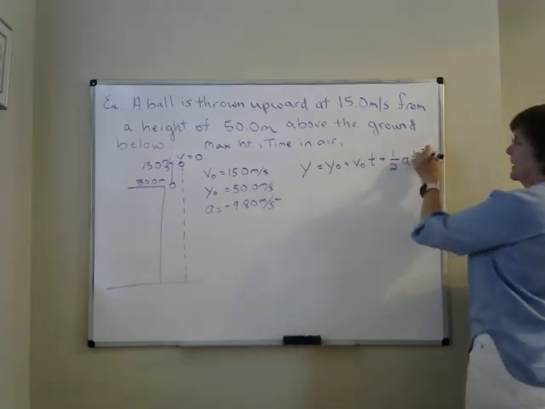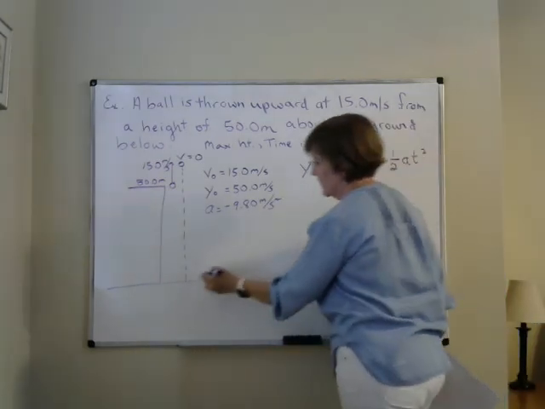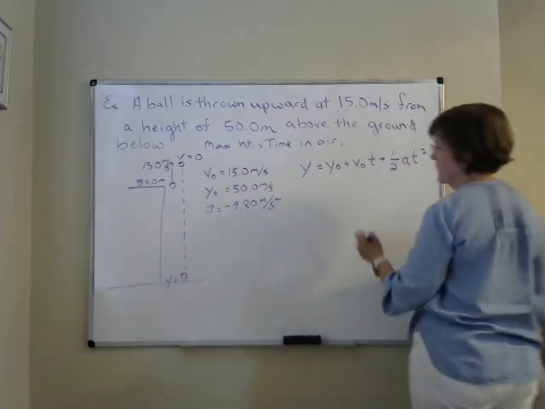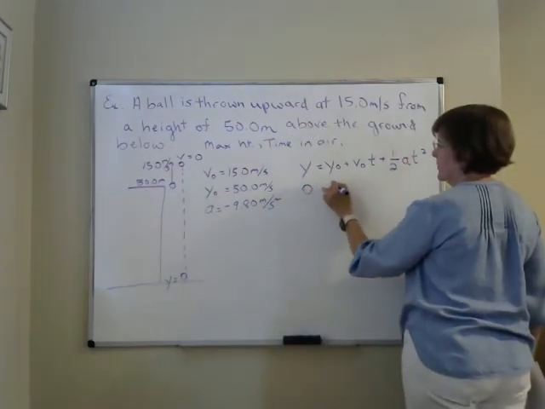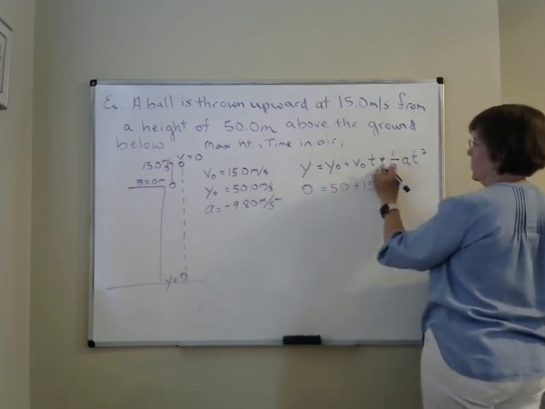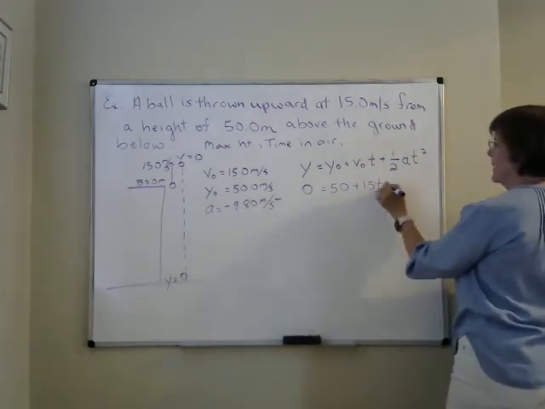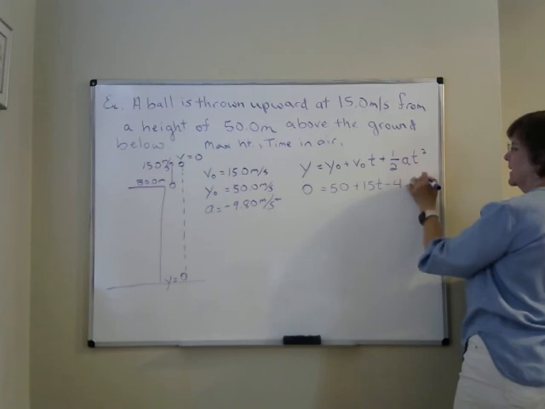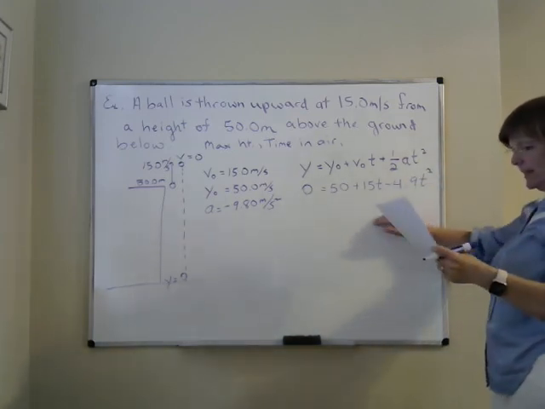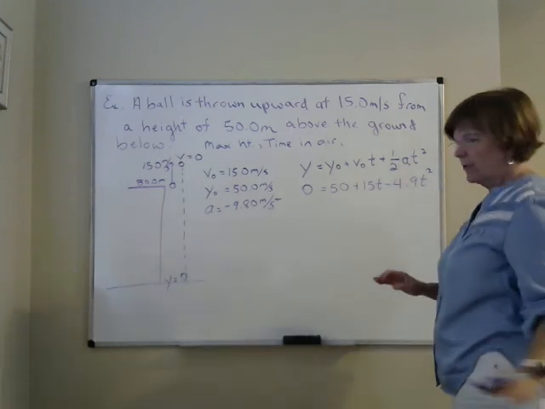Now let's think. When it hits the ground, y will equal 0. This is y equals 0. This was y equals 50 where we started. So we have 0 equals 50 plus 15t, 1/2 of 9.80, this is negative 9.80, minus 4.9t squared. This is another one of those quadratics that probably the way that I want to solve it is to actually graph it in my calculator.